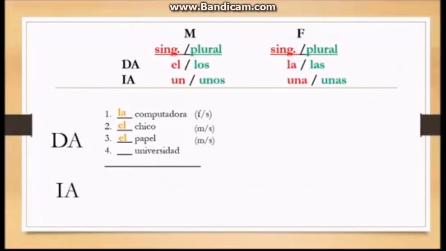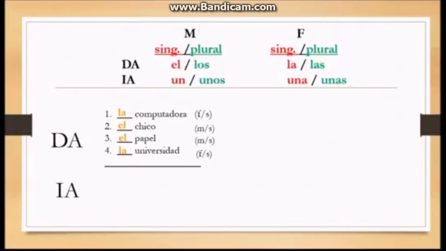Number 4 ends in a consonant. We have DAD as the ending. We know that DAD ending is feminine. It doesn't end in S, so it's also singular. A feminine singular definite article is la universidad.